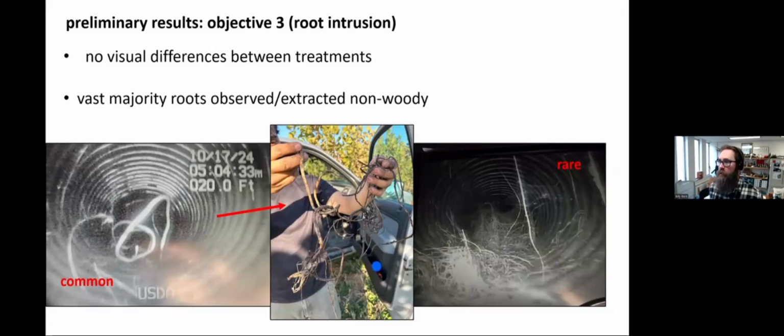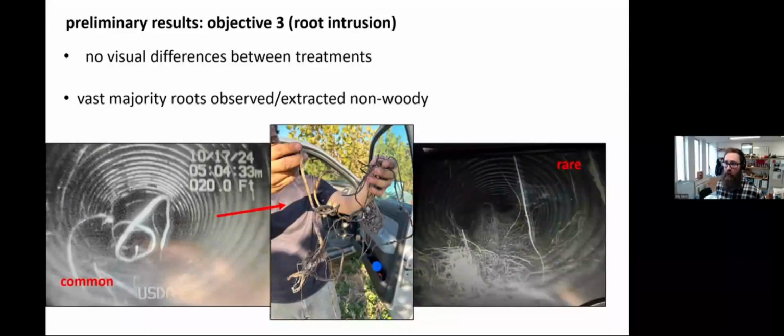The root intrusion, so objective 3. We did these in October, and this was really exciting to us, getting out there and scoping these things for the first time. We really didn't notice any visual differences between the treatments, which was a bit of a shock to us considering the differences in growth between the 3 species. The vast majority of the roots that we did observe, you can see the common screenshot here on the left of your screen, were these non-woody, shoelace-looking roots. Those were the most common that we encountered.